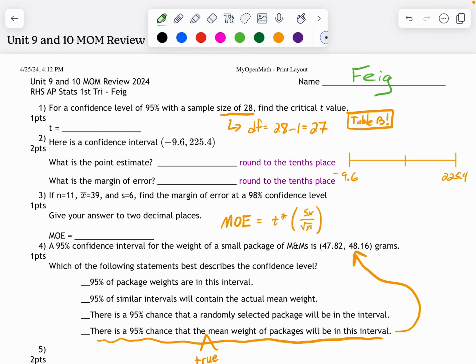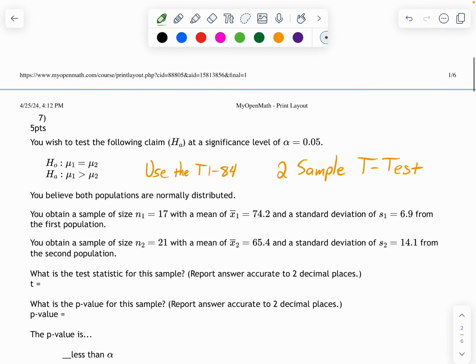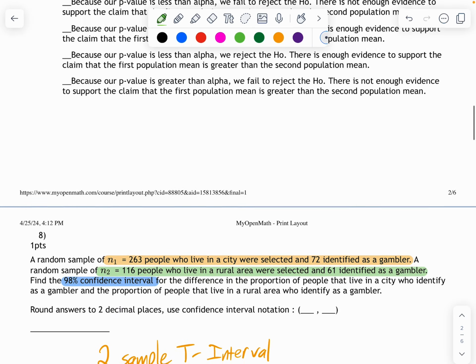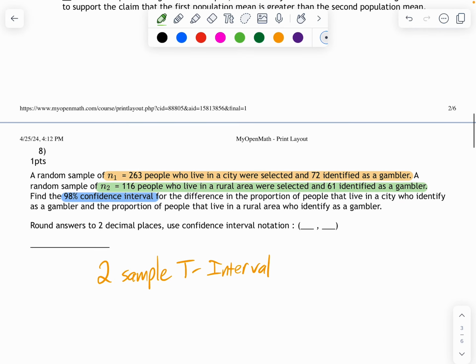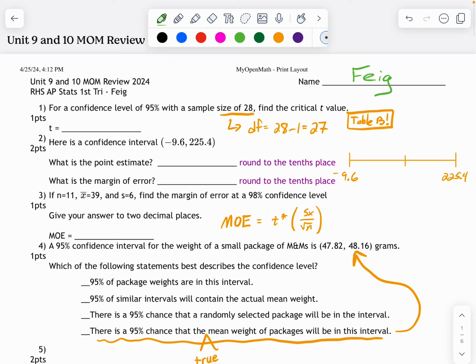All right, everybody. Here we have Unit 9 and 10 review. This is going to be largely t intervals and t tests, but there is a little bit on the bottom about proportions, I believe. So let's get into it.